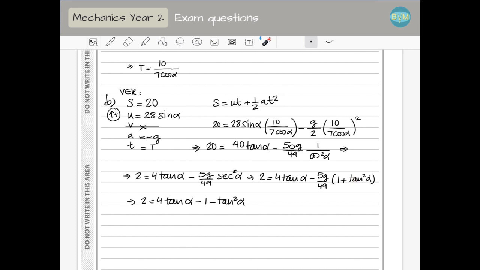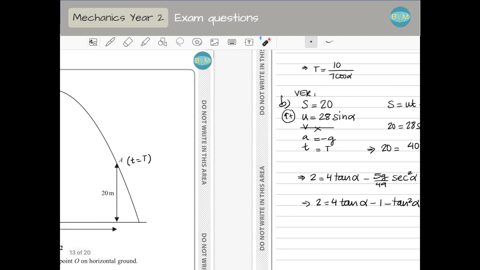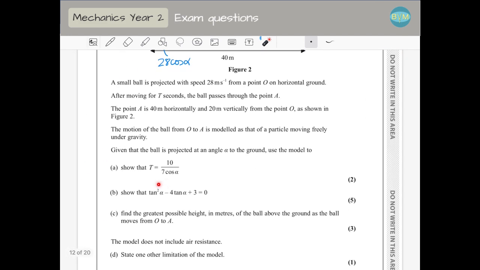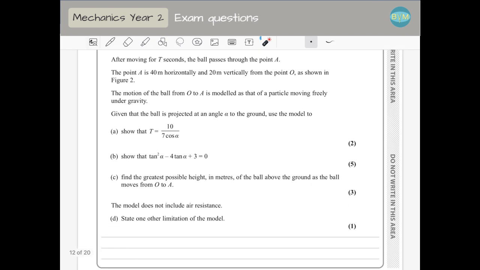And now we reorganize. So we have tan squared minus 4 tan, and then I have 2 minus minus 1, so plus 3 equal to 0. Yeah, and this is the expression that we had to prove, which is this one. So it comes from combining the horizontal motion and the vertical motion together.